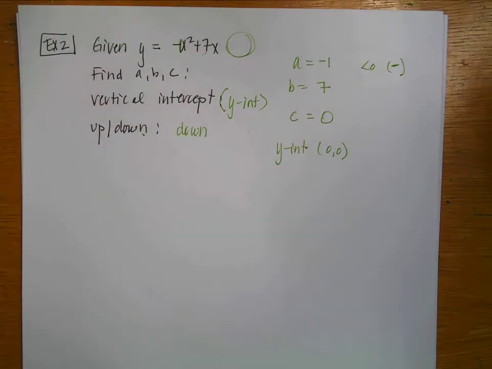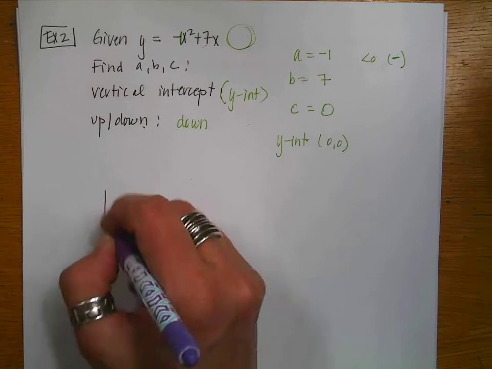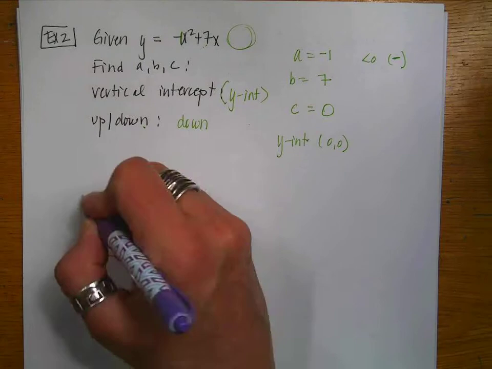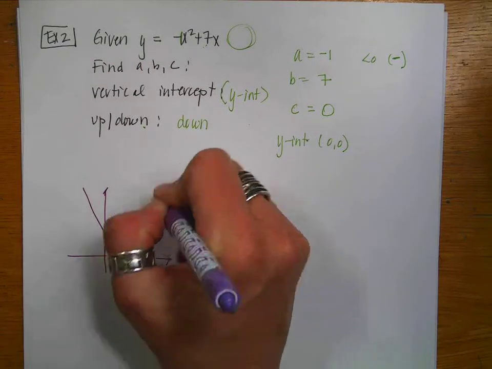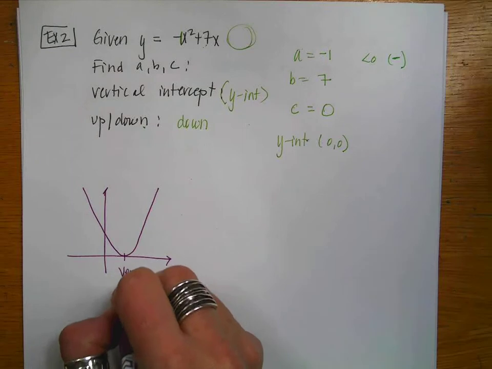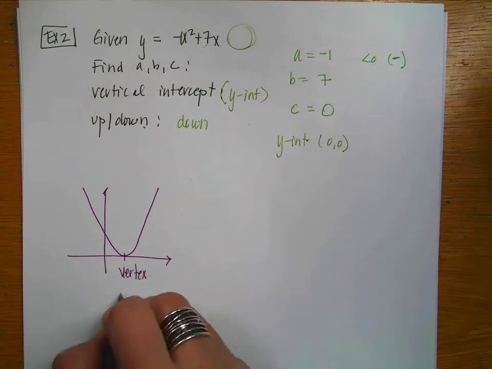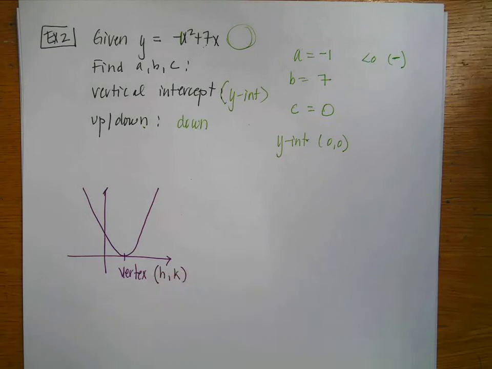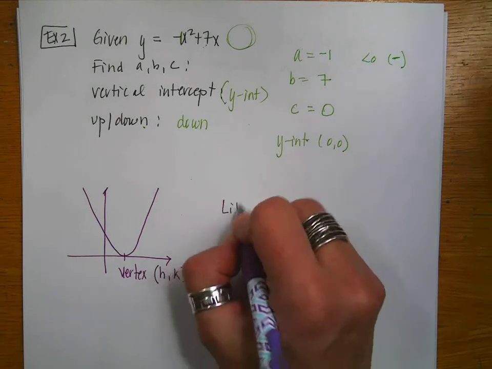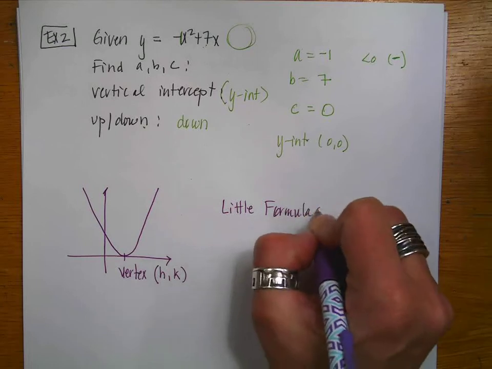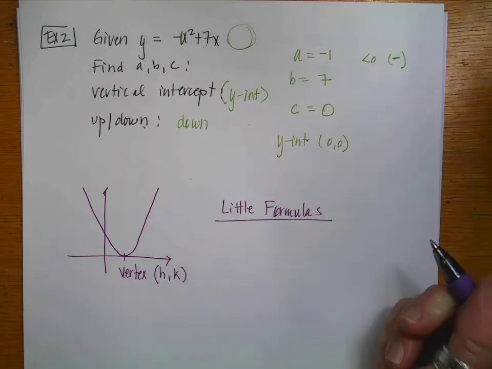Alrighty. So now what we want to do is try to find the coordinates of our vertex. So let's say here is my handy-dandy parabola, and it's going to have a vertex right there at the bottom. And remember we talked about it has coordinates (h, k). Well, there are some little formulas. I don't know what you officially call them, but that's what I call them.